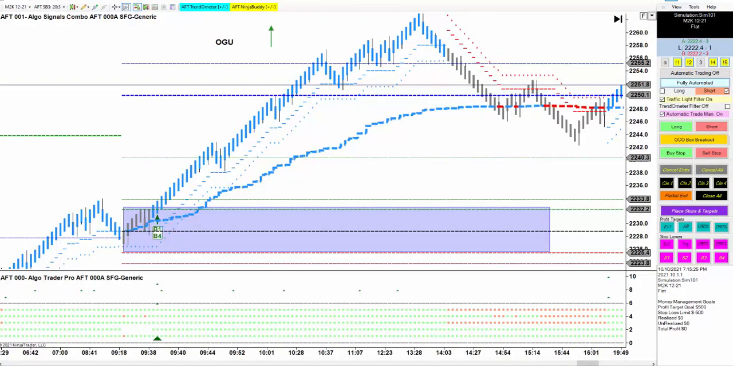This is the Algo Futures Trader Weekly Market Roundup, and this is the Algo Futures Trader 7 for NinjaTrader 7. AFT is an opening morning automated breakout strategy.